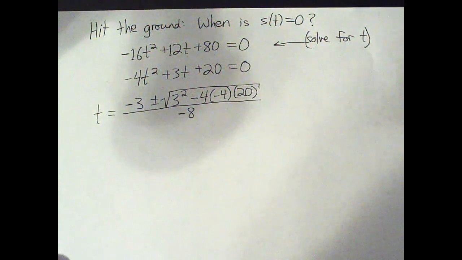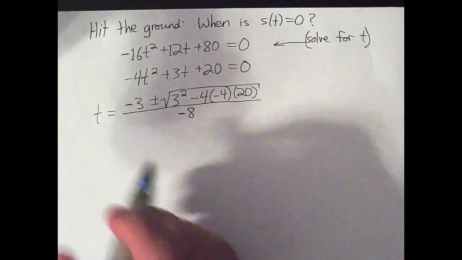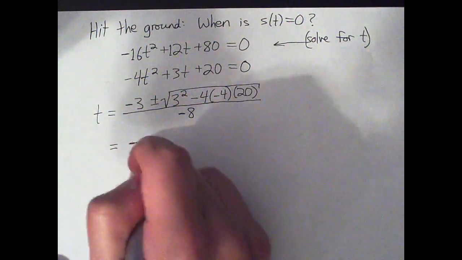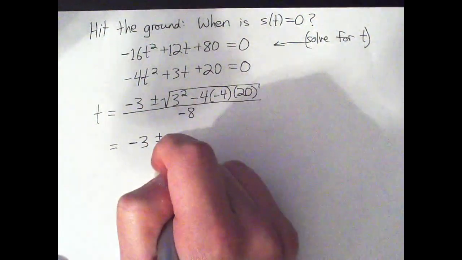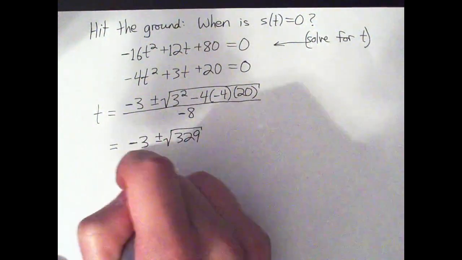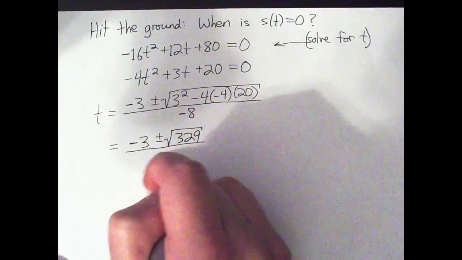The quadratic formula has a plus or a minus sign, so I think we're getting 2 answers. Let's keep going with this and see what we get. All the stuff under the square root you could simplify. So I get minus 3 plus or minus the square root of 329, which is kind of a weird number to take the square root of, over minus 8.